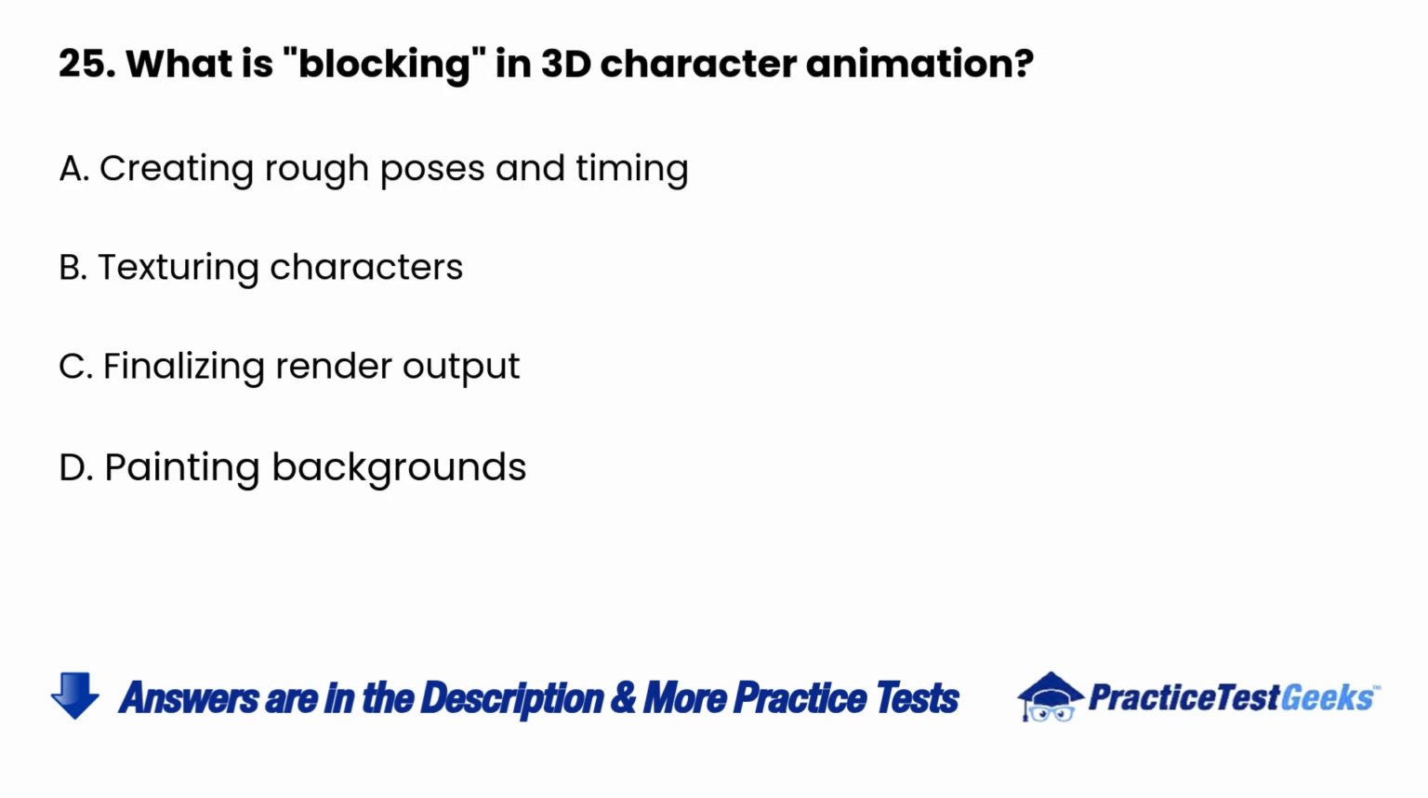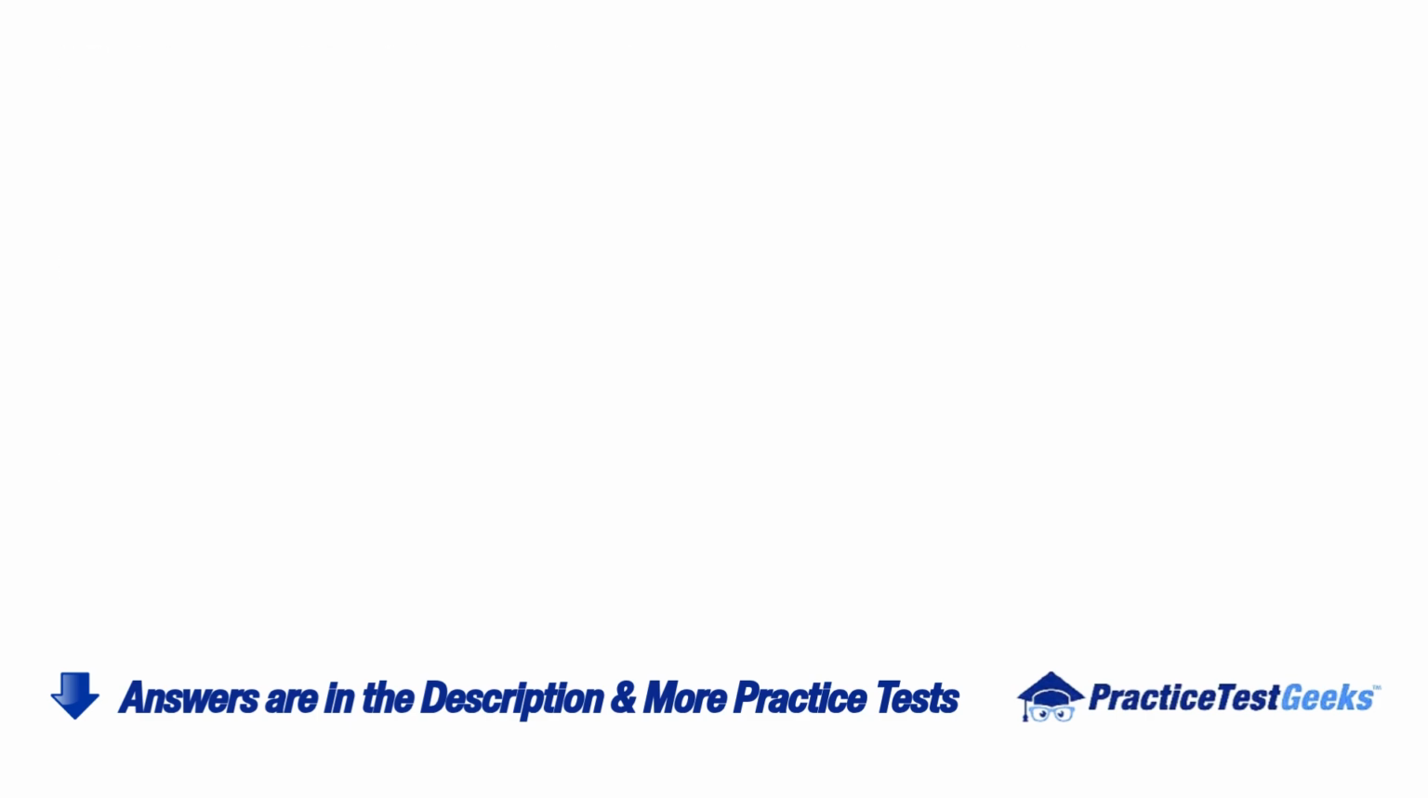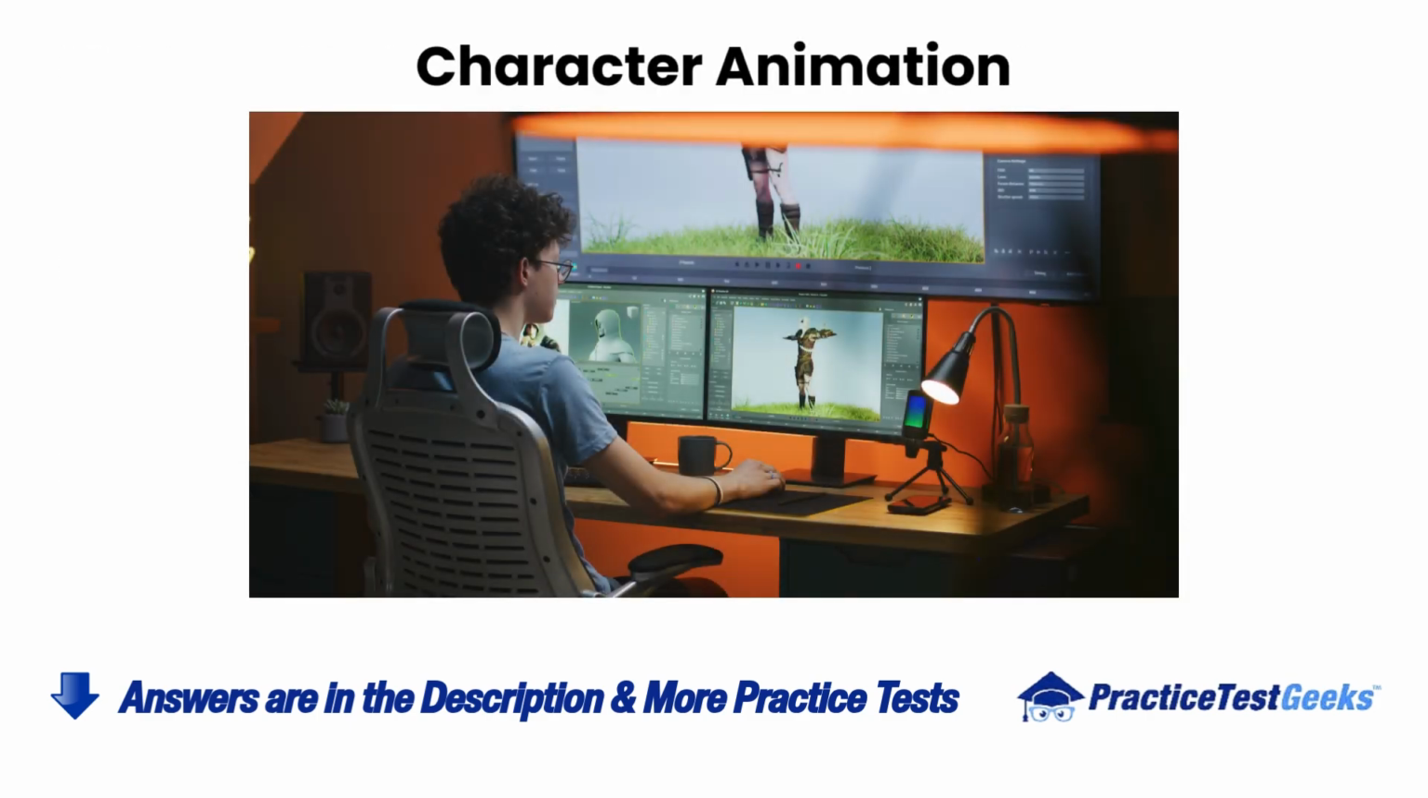25. What is blocking in 3D character animation? A. Creating rough poses and timing. B. Texturing characters. C. Finalizing render output. D. Painting backgrounds.